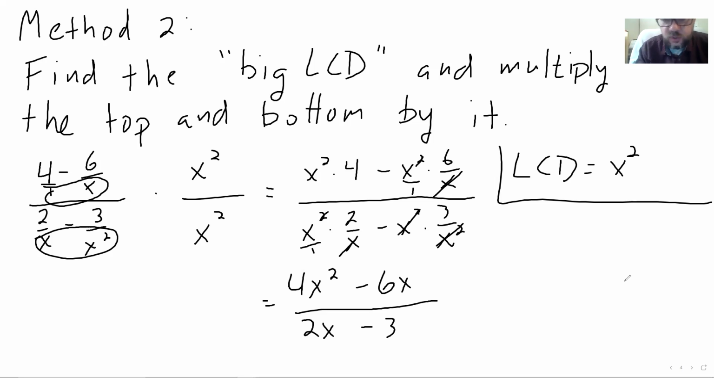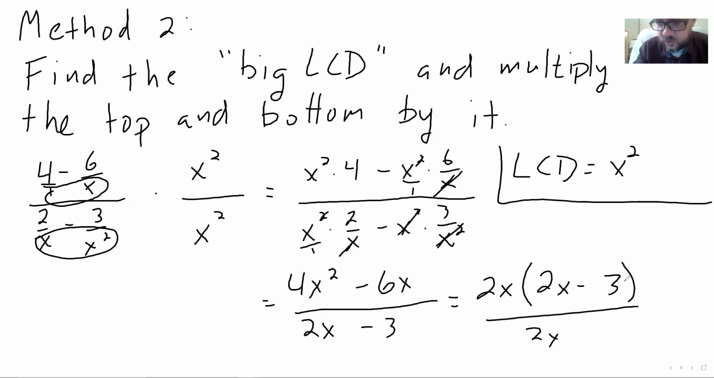Then we want to refactor. So when I take the GCF out of the top, I end up with 2x outside times 2x minus 3. And then my denominator is 2x minus 3. And the whole thing is just 2x.